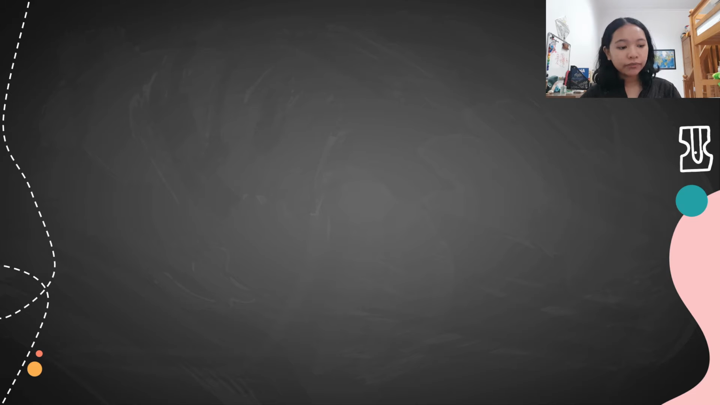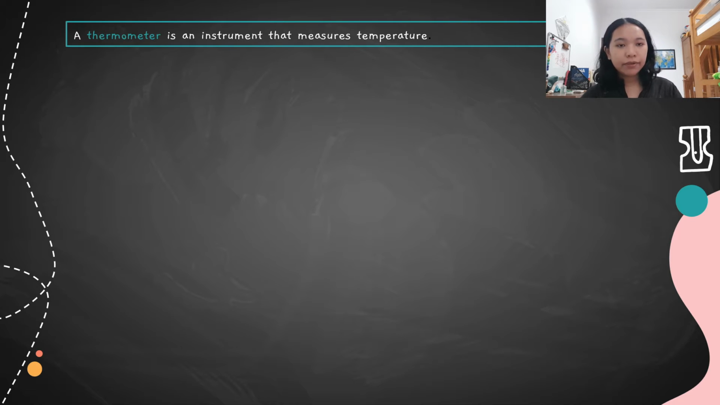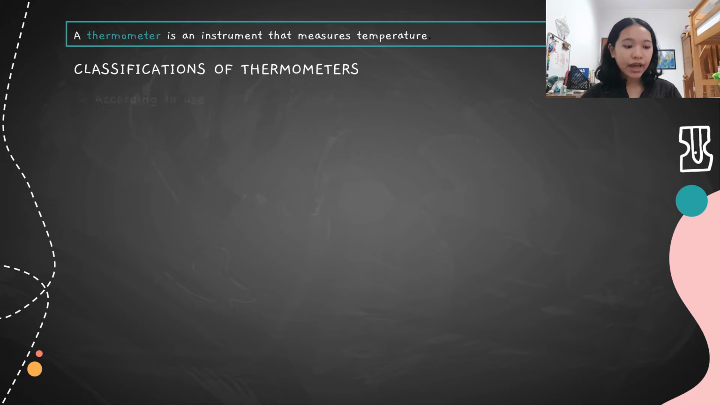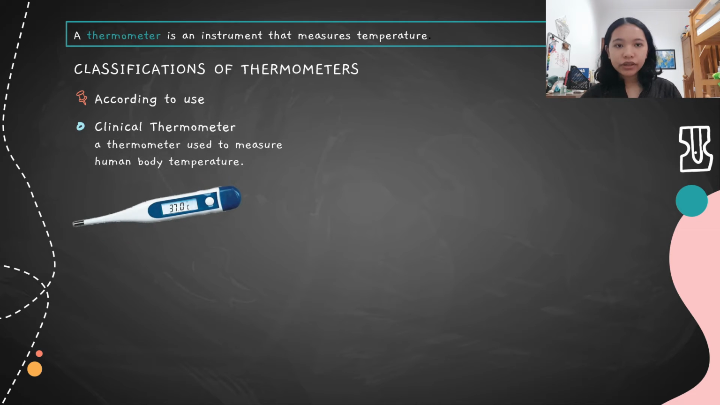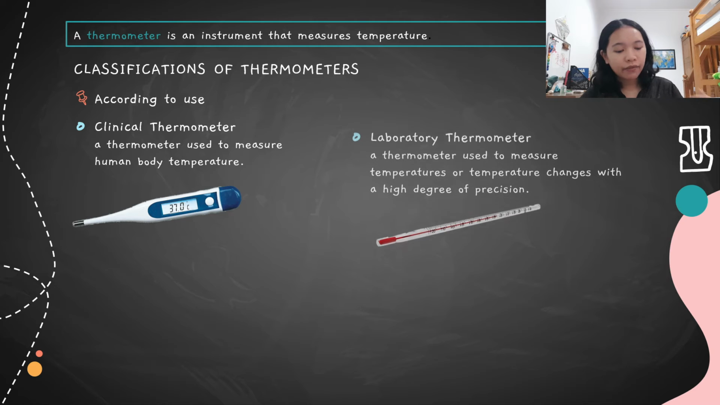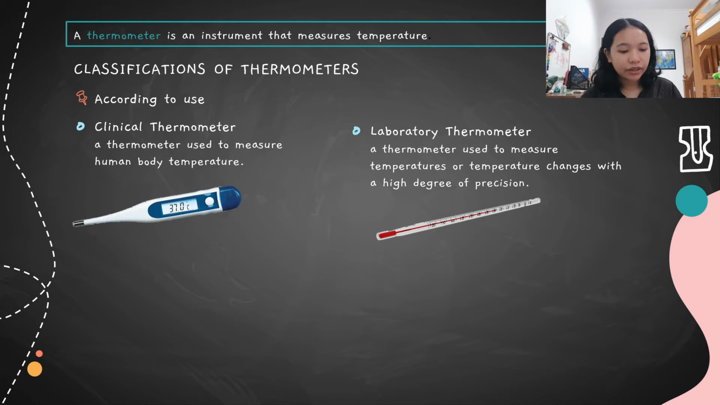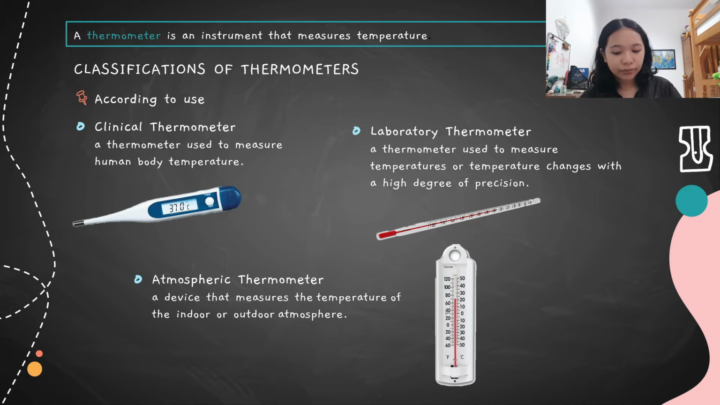So what is a thermometer? Basically, a thermometer is an instrument that measures temperature. A thermometer is classified into different classifications. First, we have according to use. First, we have clinical thermometer, which is a thermometer used to measure human body temperature. Next, we have laboratory thermometer. It is a thermometer used to measure temperature or temperature changes with high degree of precision. Next, we have atmospheric thermometer. It is a device that measures the temperature of the indoor or outdoor atmosphere.